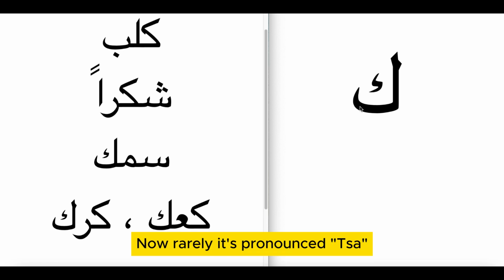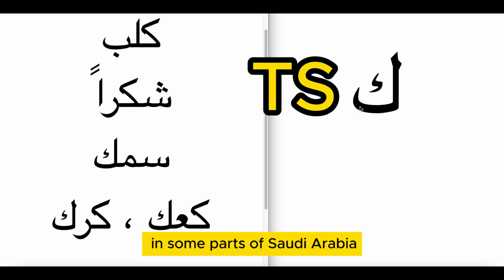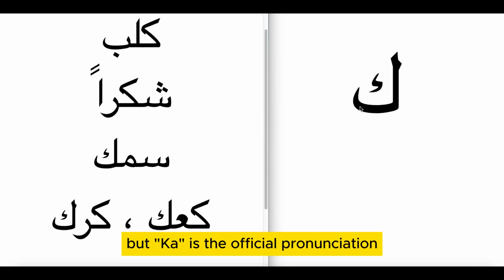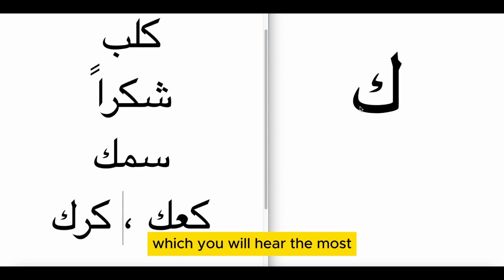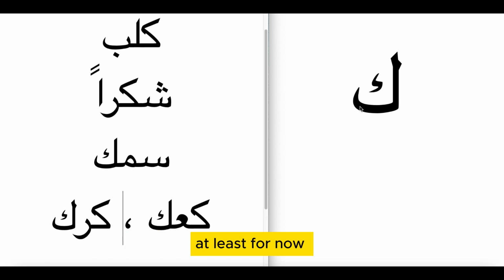Now, rarely it's pronounced Tsa, like a T and an S, but you can hear this in some parts of Saudi Arabia. But Ka is the official pronunciation, which you will hear the most. In fact, in order not to confuse yourself, focus on the Fusha pronunciation or the official pronunciation of the letters, at least for now.